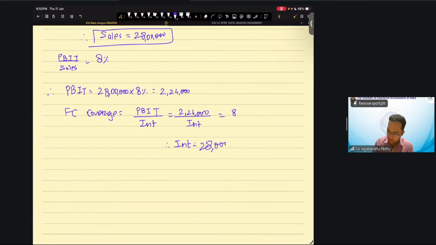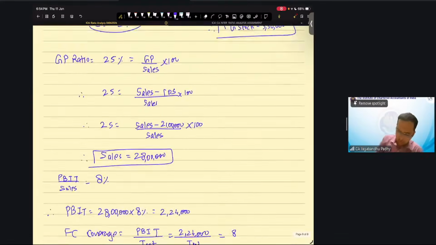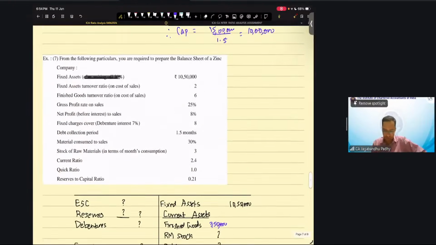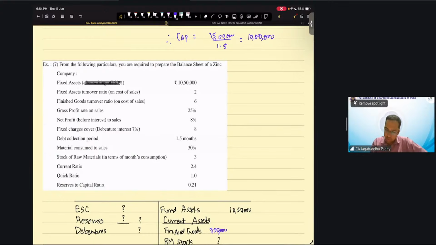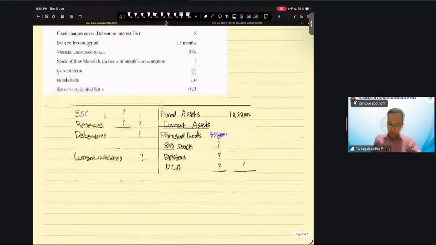So we have the interest as 28,000, but where is this interest going to be in the balance sheet? Of course, this interest is not going to be mentioned in our balance sheet. It will be there in our P&L. But the most important part is fixed charges cover, and we say that debenture interest is 7%. So this 28,000 that we computed is representing the 7% amount of interest.